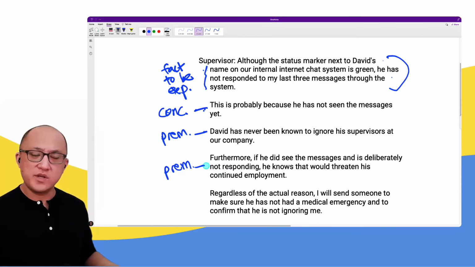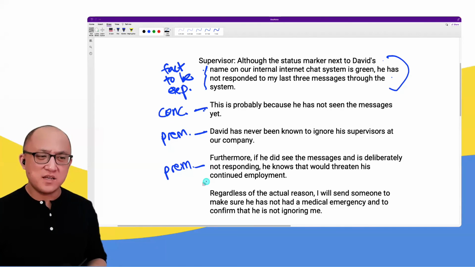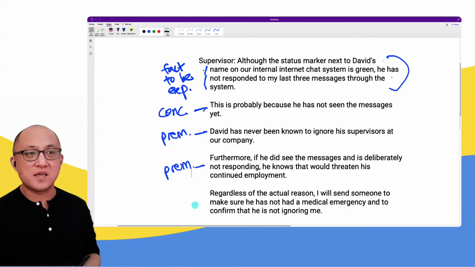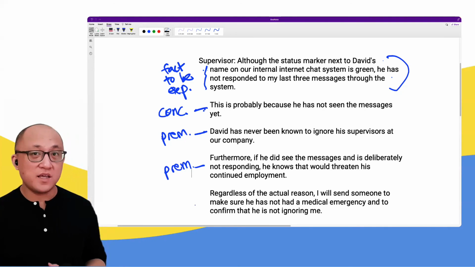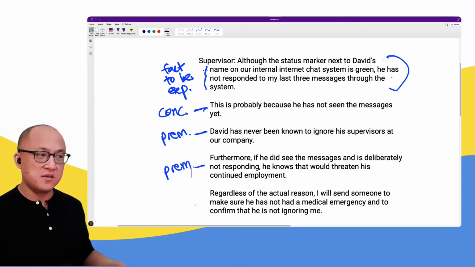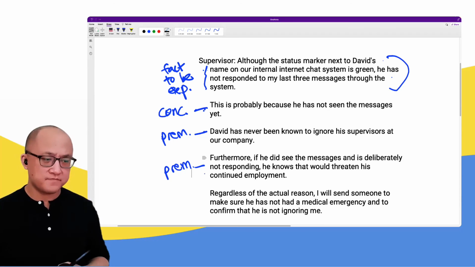And same thing over here with the furthermore. Wait, how do you know that he knows that it would threaten his employment? Right? Maybe he just doesn't know that. Well, the author doesn't provide us a reason, right? Doesn't say, because I know he went to training and we know that he read the employee handbook. We don't have anything like that. So that's how you know these are premises, not intermediate conclusions.